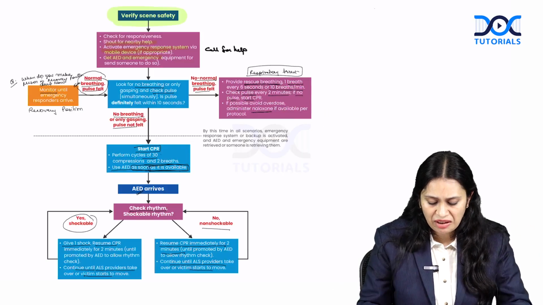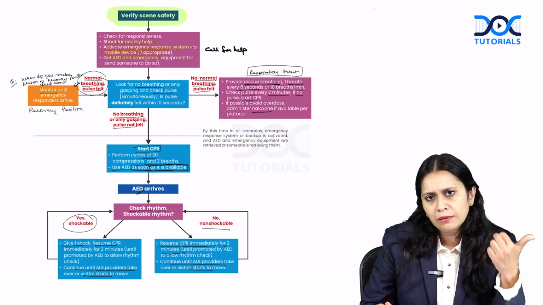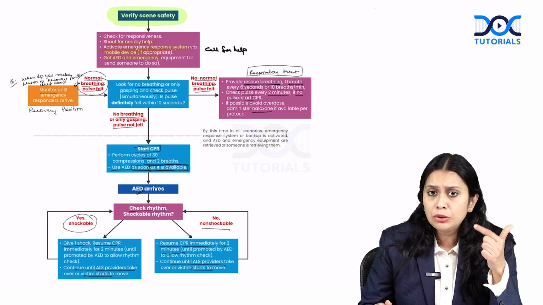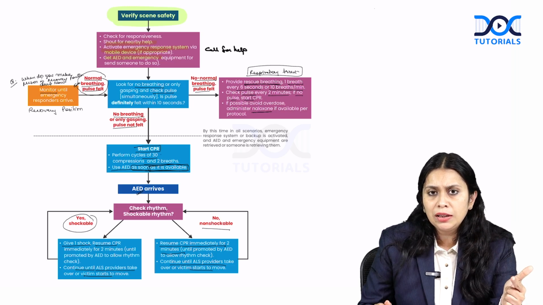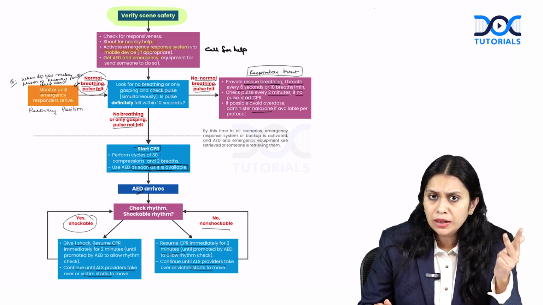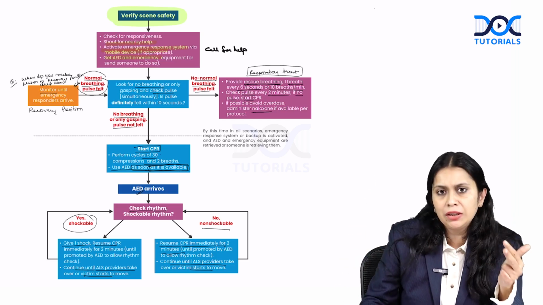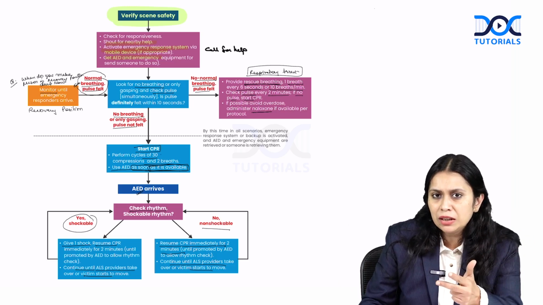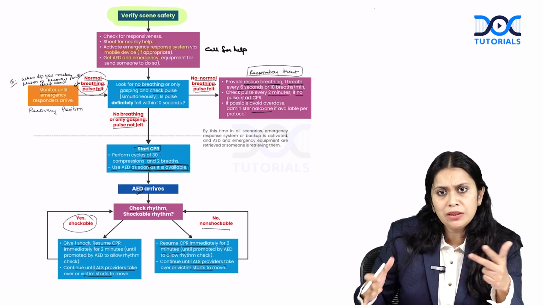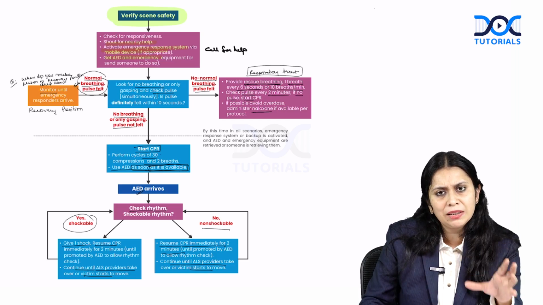So many questions every year are asked on BLS. What are the questions asked on BLS? Well, number one, they ask, what are the points for high quality CPR? Number two, they ask, in a different scenario, what will be our approach? Number three, they ask, what is the sequence of BLS? That is scene safety, call for help, assess pulse and breathing, then start high quality chest compression, right? So we need to know the sequence. So the sequence has to be followed. So all these questions are asked on basic life support.